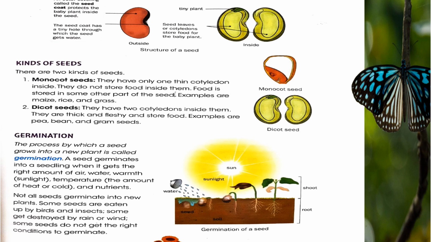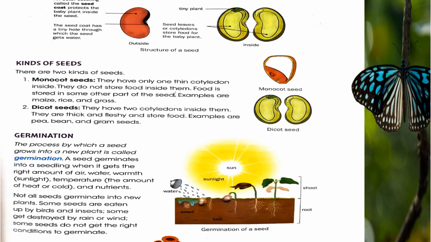Next, let's see the germination process. The image of the germination of a seed shows the germination process. The process by which a seed grows into a new plant is called germination. A seed germinates into a seedling when it gets the right amount of water, air, warmth, that is sunlight, temperature, which means the amount of heat or cold, and nutrients.